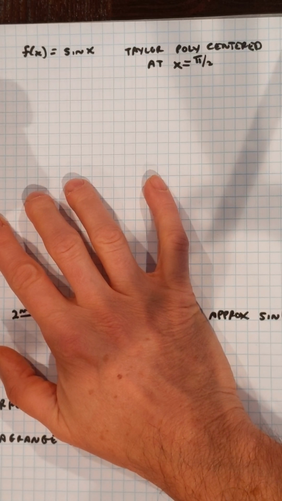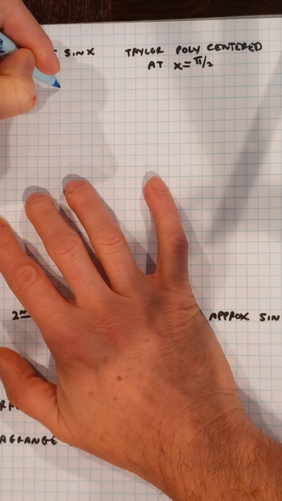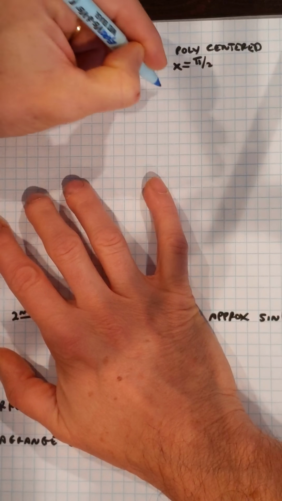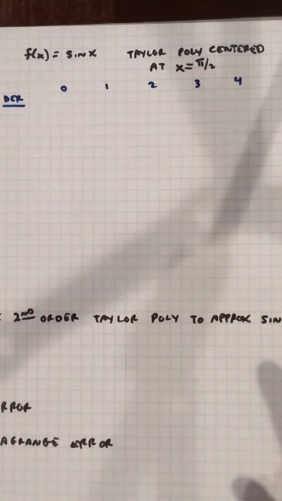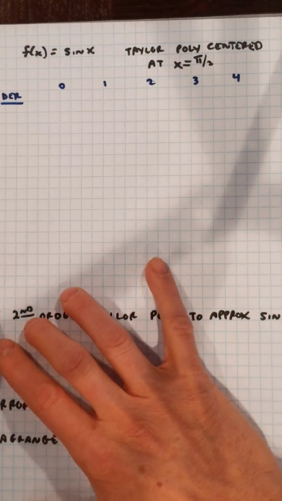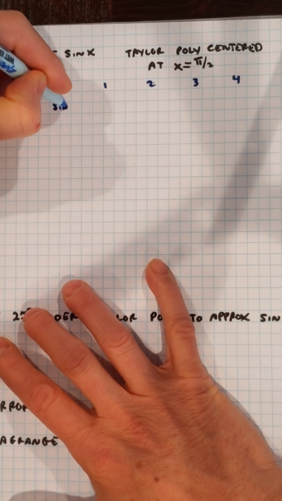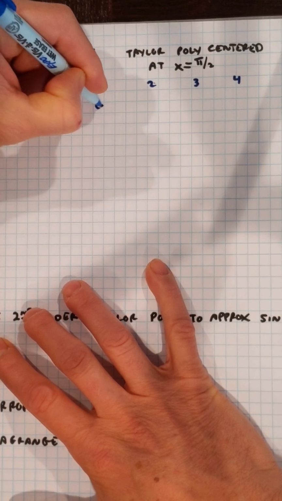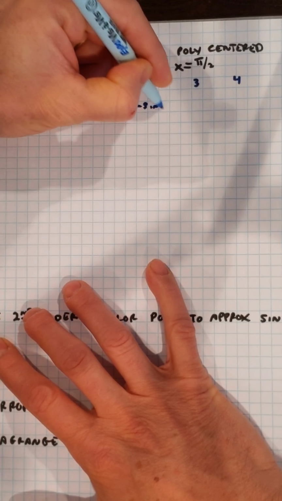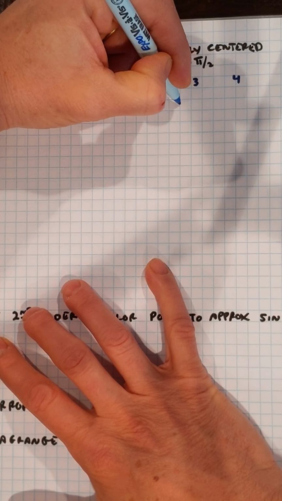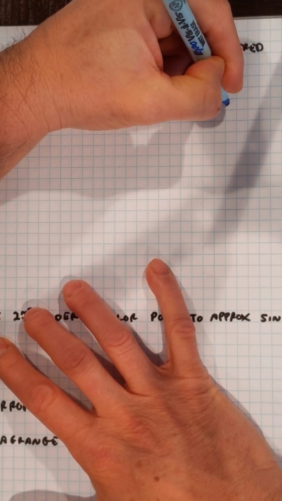The first step is the derivative step, and we need the 0, 1, 2, 3, 4 derivatives. We take the derivative of sine. The zeroth derivative is just sine x. Then the derivative again is cosine x. The derivative of cosine x is negative sine x. The derivative of negative sine x is negative cosine x. And the derivative of negative cosine x is sine x.